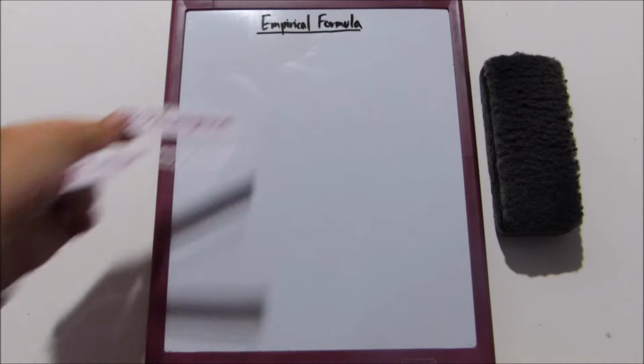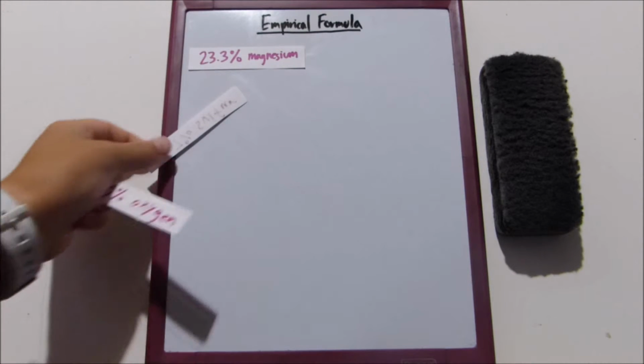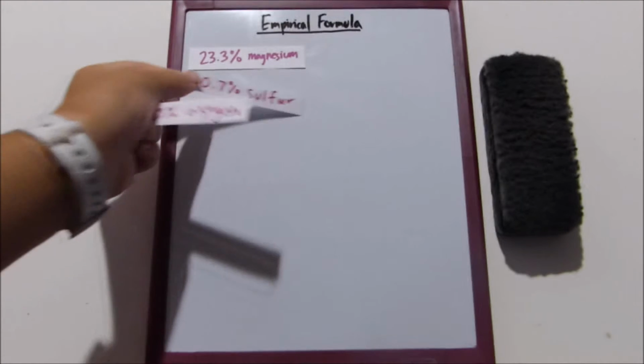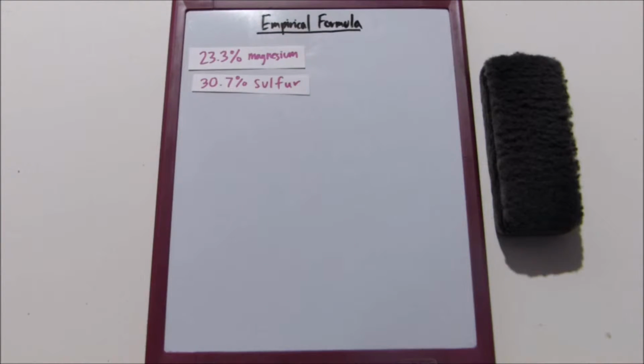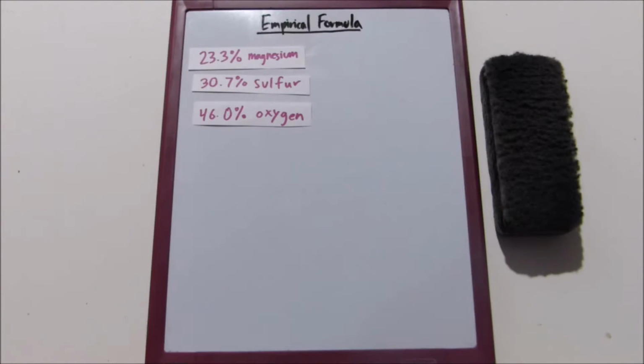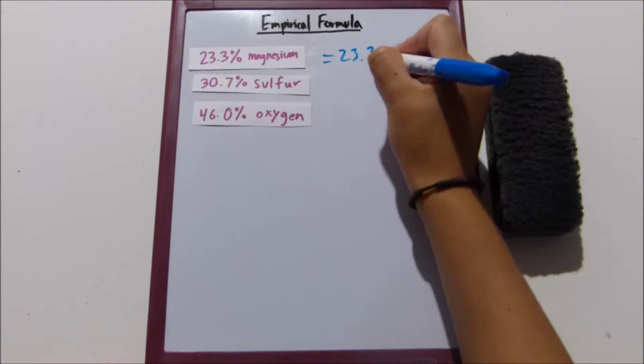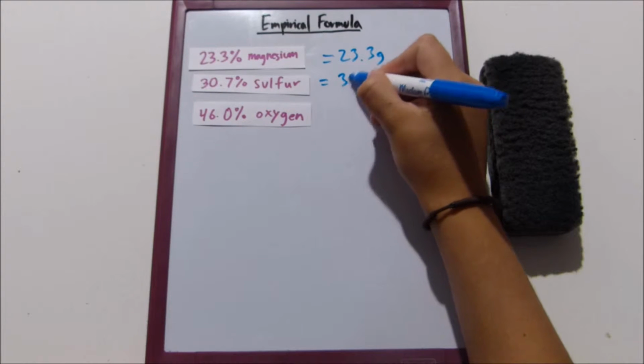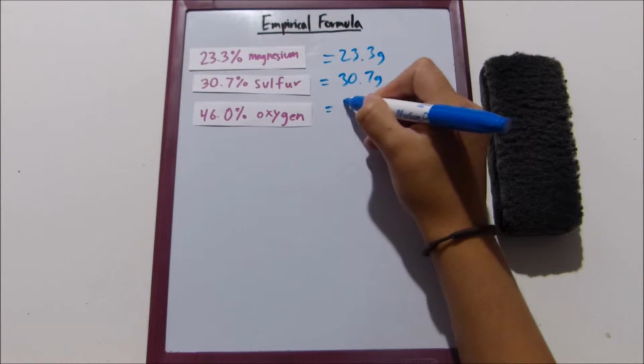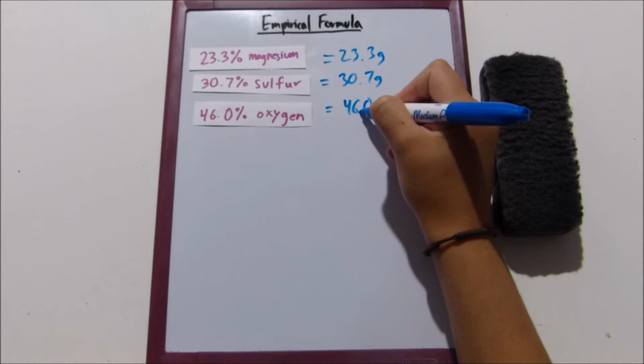Let's say we've got some compound that has 23.3% magnesium, 30.7% sulfur, and 46% oxygen. So like I said, we're going to assume that there's 100 grams of each of these because that makes the conversion really easy. 23.3% of 100 is just 23.3 grams, 30.7 grams, and 46.0 grams, right?